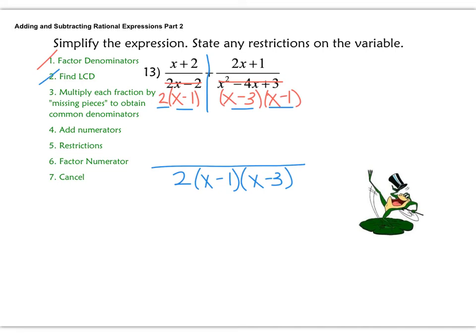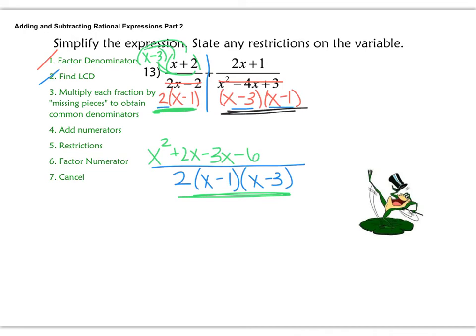All right, step 3, I'll multiply by the missing piece. So what is this denominator missing to look like this? And it's missing the x minus 3. All right, so we're going to have to distribute this. So that gives me x squared plus 2x, and then distribute the negative 3. So negative 3x minus 6.